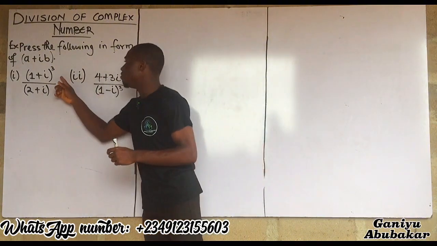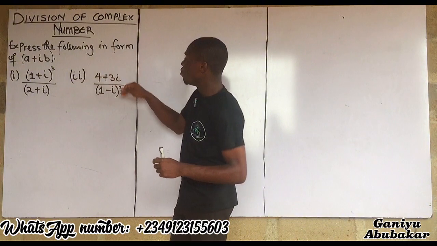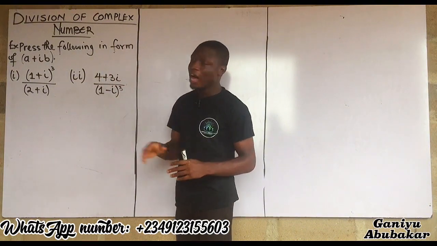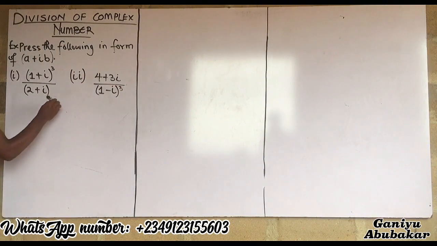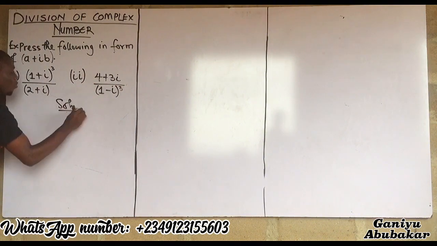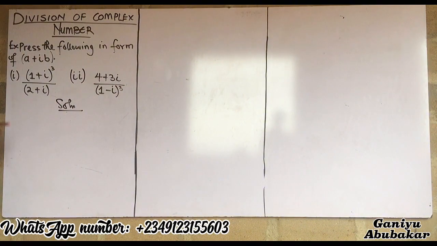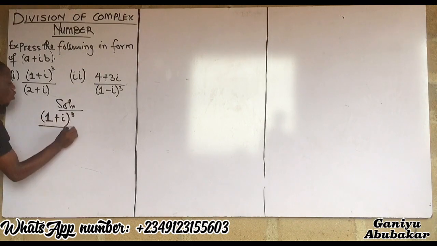So what's our task here? This is a problem under division of complex number. How do you solve this? What's the first task? Solution. Let's try to solve this here. Our first task here is to repeat out the question. I have that 1 plus i to power 3 all over 2 plus i.